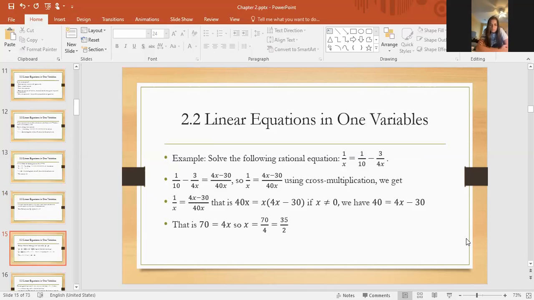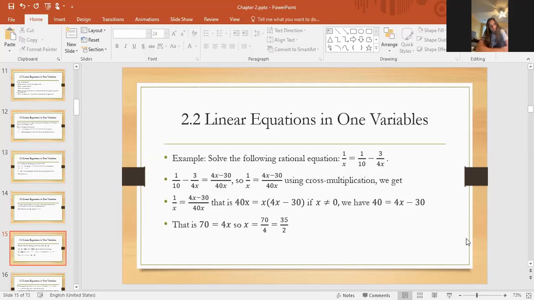In this example, the equation is 1 over x equals 1 over 10 minus 3 over 4x. So we will transform the right side, which is the sum of two fractions. We will combine it to make it a single fraction, and that fraction is (4x minus 30) over 40x. So our equation becomes 1 over x equals (4x minus 30) over 40x.